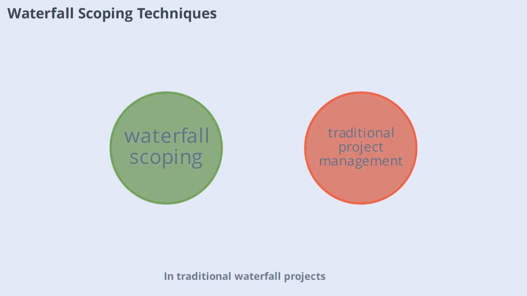In traditional waterfall projects, scoping is done up front and changes are minimized. Detailed documentation and strict change control are key features of this approach. Waterfall scoping works best for projects with well-understood requirements. Let's explore the strengths and limitations of waterfall scoping techniques.